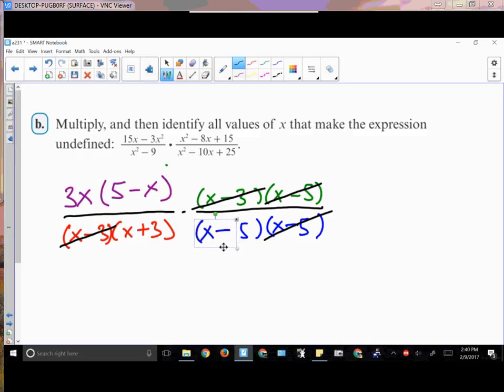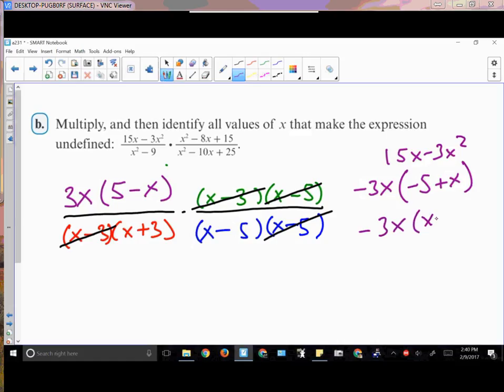Now, I'm looking at this one right here. I got x minus 5, and here I got 5 minus x. If I want to, can I adjust this so I can cancel here? And the answer is yes. Rather than having 15x minus 3x squared, I'm going to factor out a negative 3x and watch what happens. If I take a negative out of here, this turns into a minus 5. Negative out of here, that gives me a plus x. If I rewrite this I get negative 3x times x minus 5.